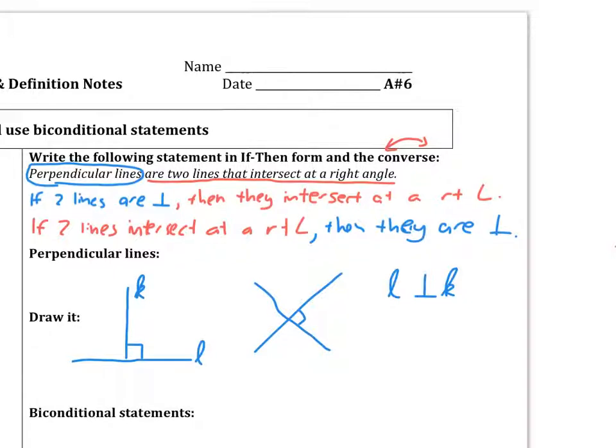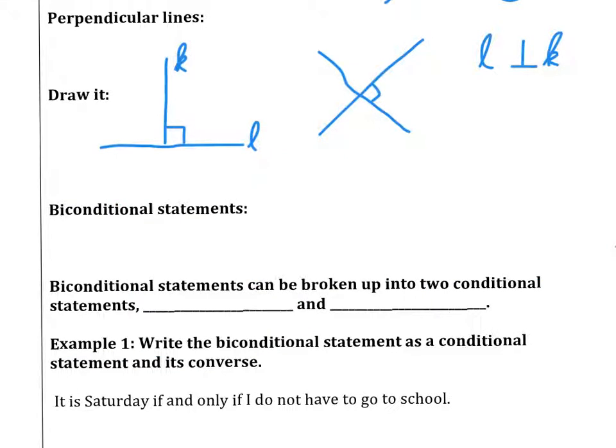So notice what's happening here. In this situation, we make a statement. Perpendicular lines are two lines that intersect at a right angle. And if I write the subject as the hypothesis and the predicate as the conclusion, and then we write the converse, notice that in our heads, we're saying, oh, that thing is true, and that thing is true. So this brings us to our topic at hand.